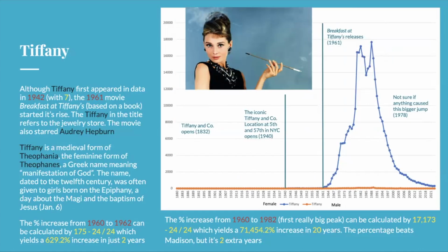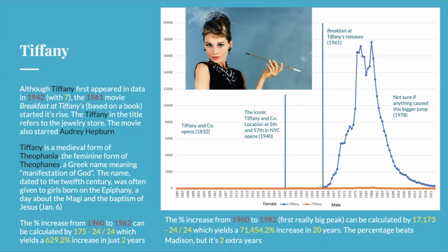All right, my all-time favorite name for how we get this name is Tiffany. And although Tiffany first appeared in data in 1942 with Seven, the 1961 movie Breakfast at Tiffany's, which is based on a book, started its rise. And I didn't know this, but the Tiffany in the book actually refers to the jewelry store Tiffany & Co. And this movie also starred Audrey Hepburn as the main character, whose name was Holly.